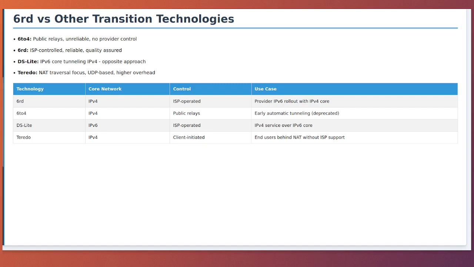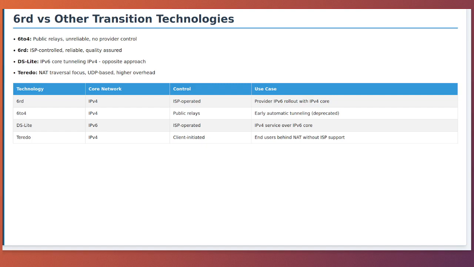This makes 6RD much more practical for real ISP deployments. Now let's compare 6RD to Dual Stack Lite, or DS-Lite, which is another popular transition technology defined in RFC 6333. DS-Lite also uses tunneling to carry traffic over the provider network, but it works in reverse from 6RD.